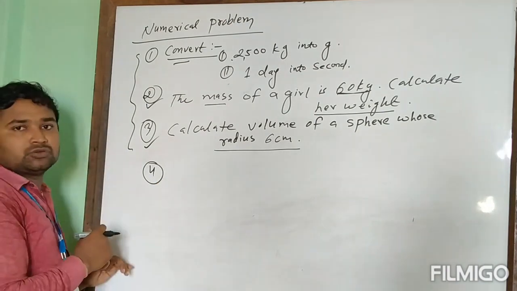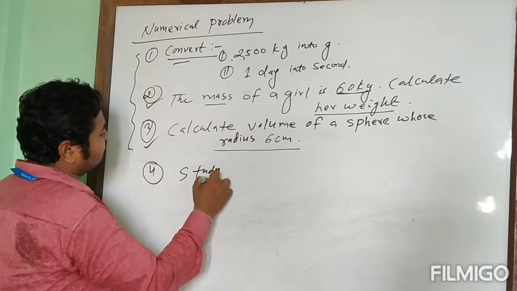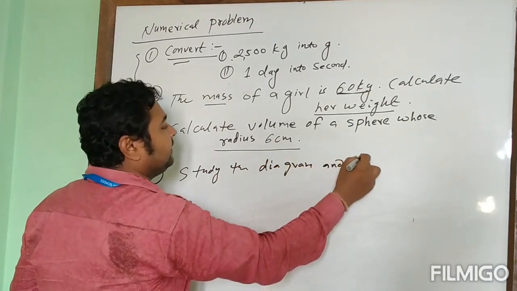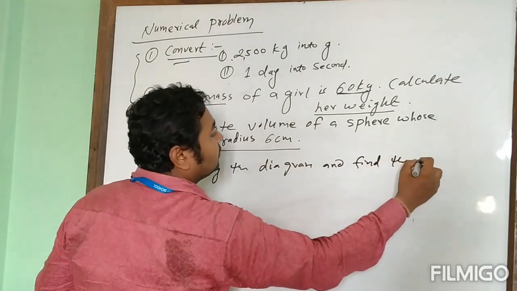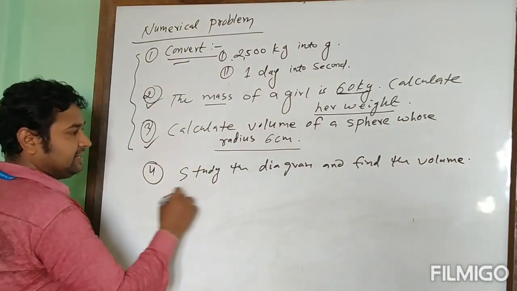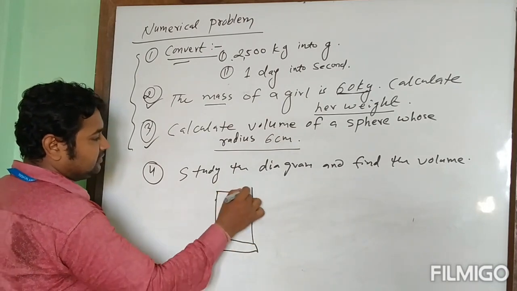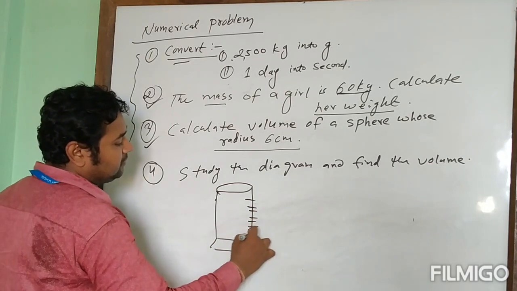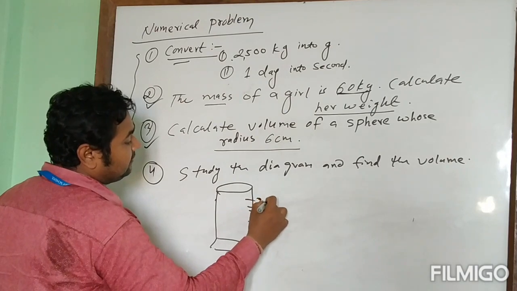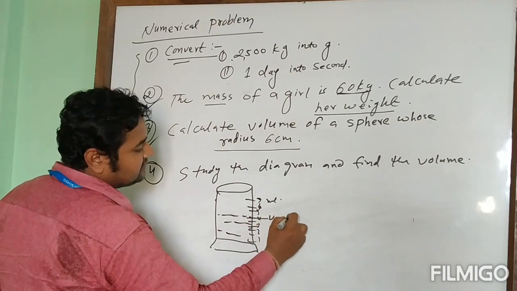So now another question I want to give you. Calculate the volume of stones. Study the diagram and find the volume. You have to study the diagram. Just as I have shown you previously, this is the measuring cylinder. 1, 2, 3, 4, 5, 6, 7 ml. Yes, this is V2, V1. This is 5 ml.